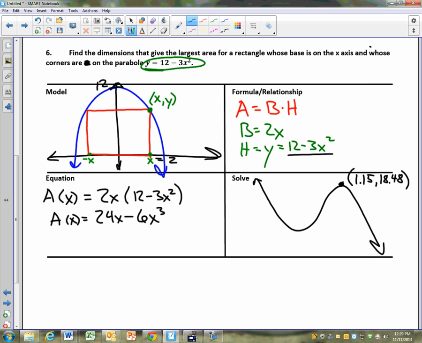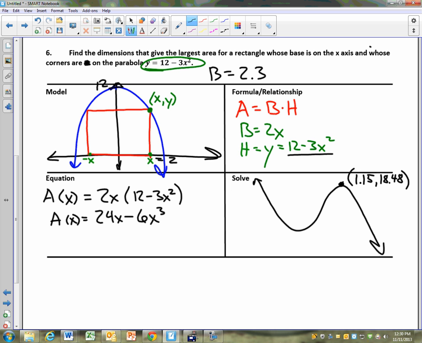What does 1.15 mean? It's the x value where the maximum occurs. What does it mean in terms of this box? Is it the length of the base? Is it the height? No, it only gives me a way to find that stuff, doesn't it? In fact, the base is 2 times the x value. So the base is equal to 2.3, twice 1.15.